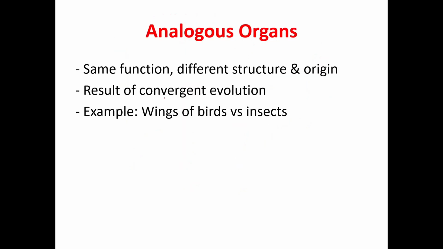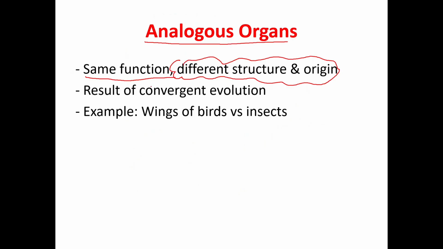Come to the analogous organs. Analogous organs are the opposite of homologous organs. Basically, analogous organs are organs that look similar and do the same function, but their structure and origin are different. So same function but different origin and structure. This results in convergent evolution. In our upcoming slides, we will look in depth at what convergent evolution is.